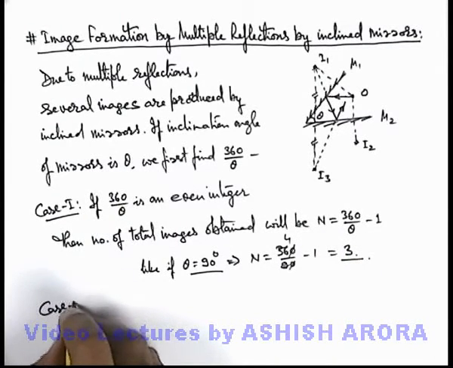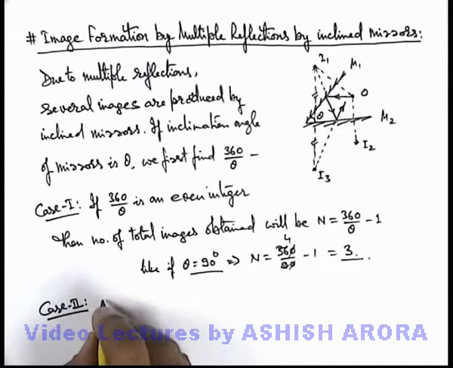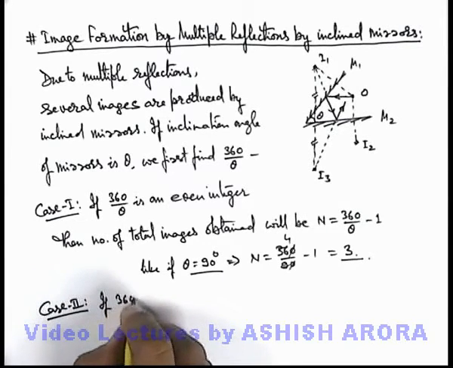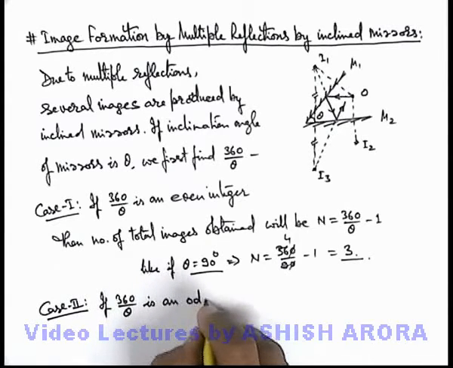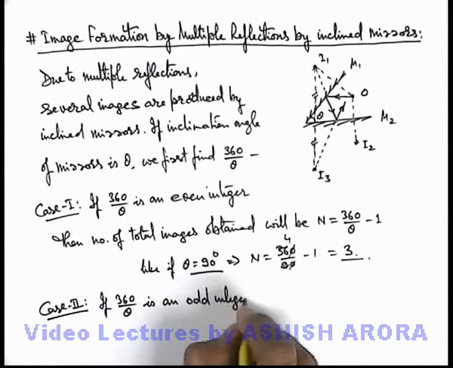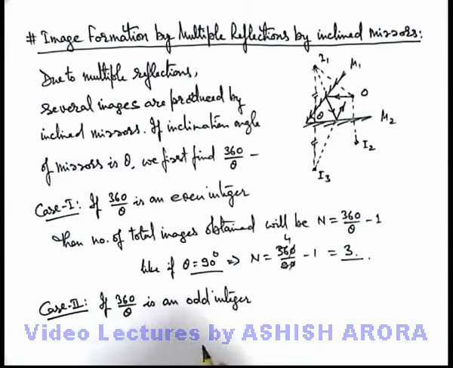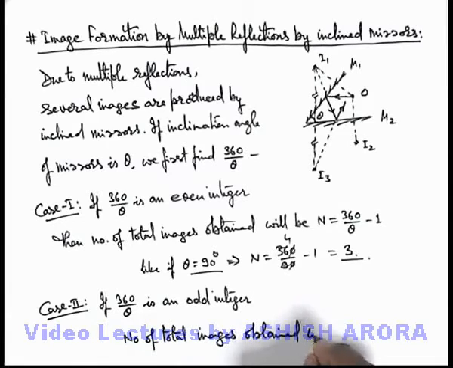And in case 2, if 360 by theta is an odd integer, then in this situation the total number of images obtained can be directly written as 360 by theta only.